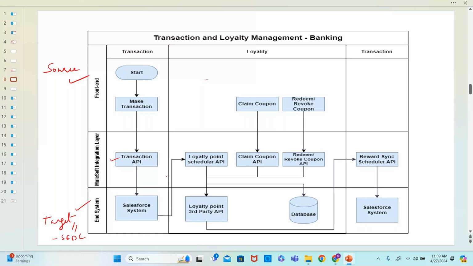Now, as soon as the Salesforce system has the transaction, what we want to do is create the points for that particular transaction, right?